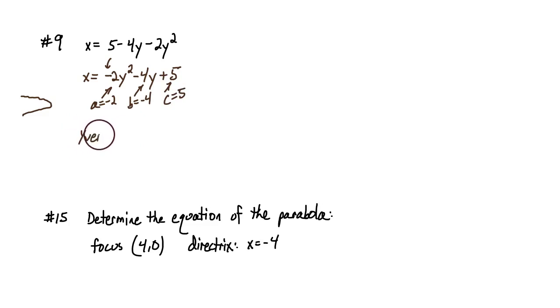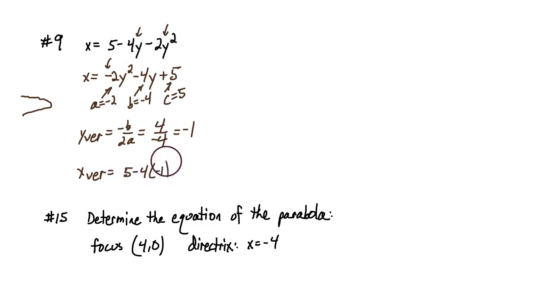So y vertex equals negative b over 2a. This makes 4 over negative 4, and that makes negative 1. Now let's get x vertex by substituting negative 1 in place of y in the original problem. So we have 5 minus 4 times negative 1 minus 2 times negative 1 squared. Turns out to be 7. Now we can make our xy table. And in the middle row of the table, x is 7 when y was negative 1.